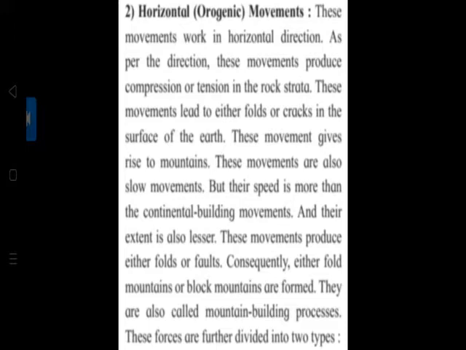Their speed is more than the continental building movements, that is vertical movements or epeirogenic movements, and their extent is also lesser. Their spread is also less as compared to the vertical movements. These movements produce either folds or faults. Consequently, either fold mountains or block mountains are formed.